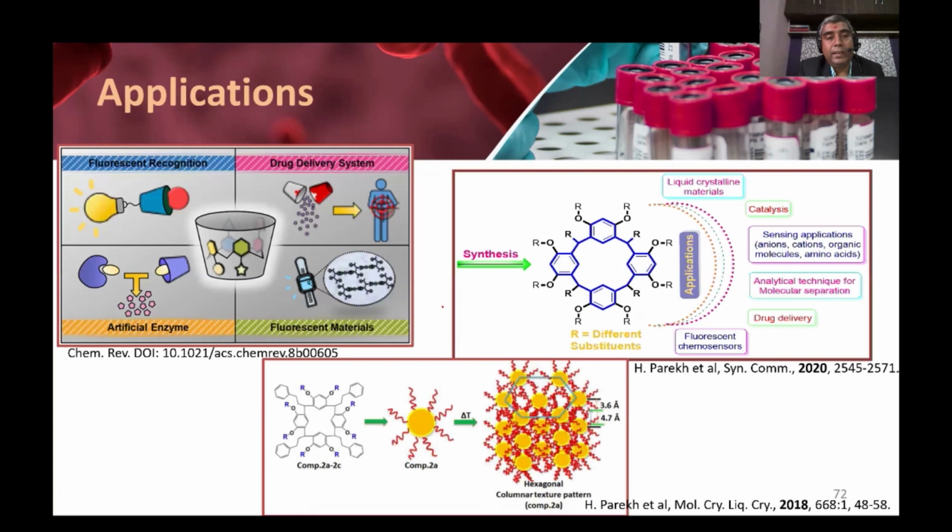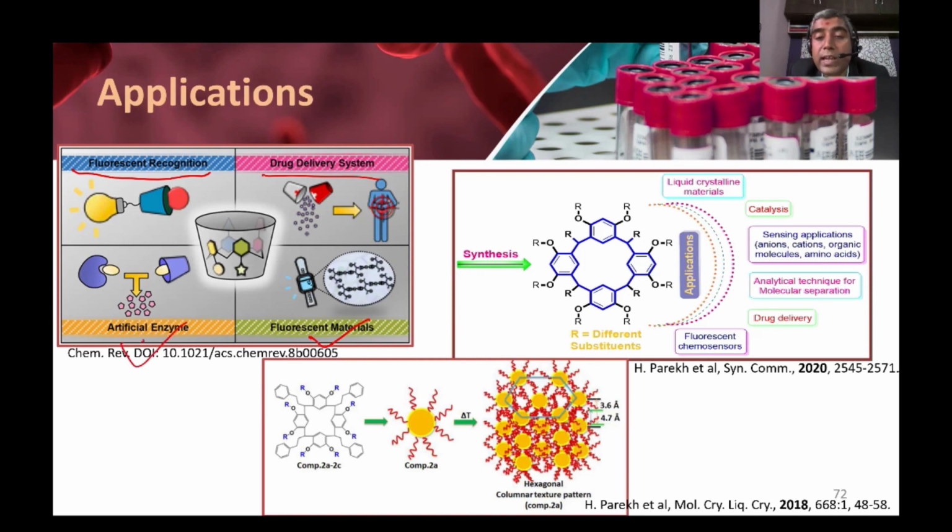Applications of calixarene and its family members. It is used as fluorescent recognition. It is used in drug delivery systems. It is used as a fluorescent material. It is used as artificial enzymes.